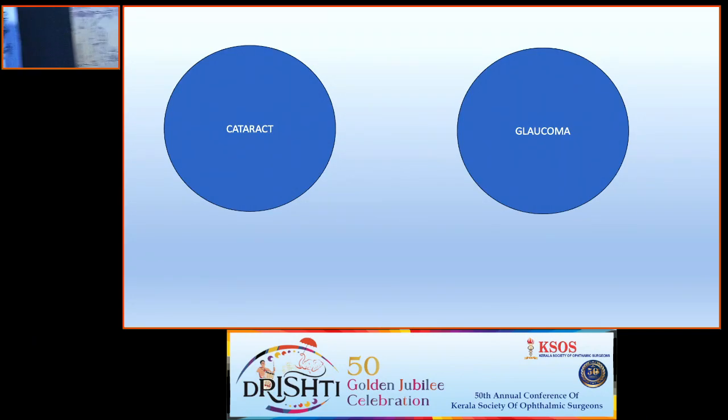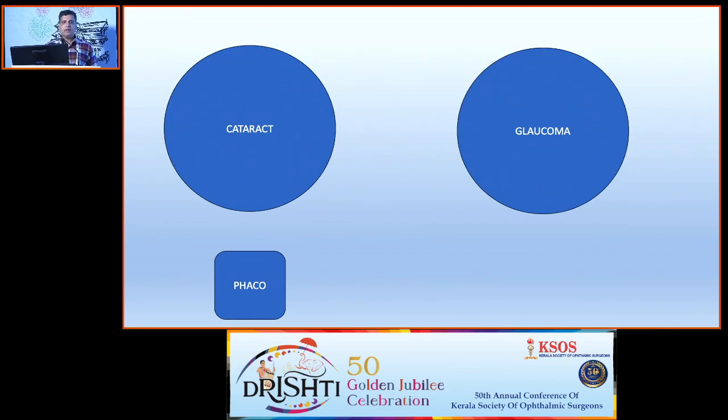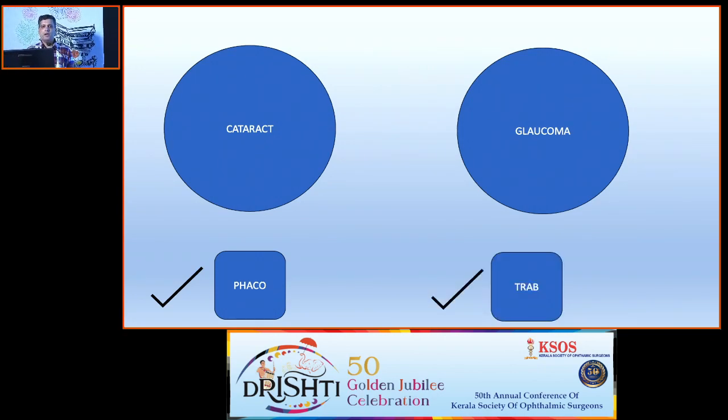So, both cataract and glaucoma in a given patient, a very common clinical scenario that we face. We know that for cataract, you basically treat it by simply doing a phaco, right? And for glaucoma, we know that the best procedure to get a very low target pressure is trabeculectomy. But can phaco also help you in glaucoma to some extent?